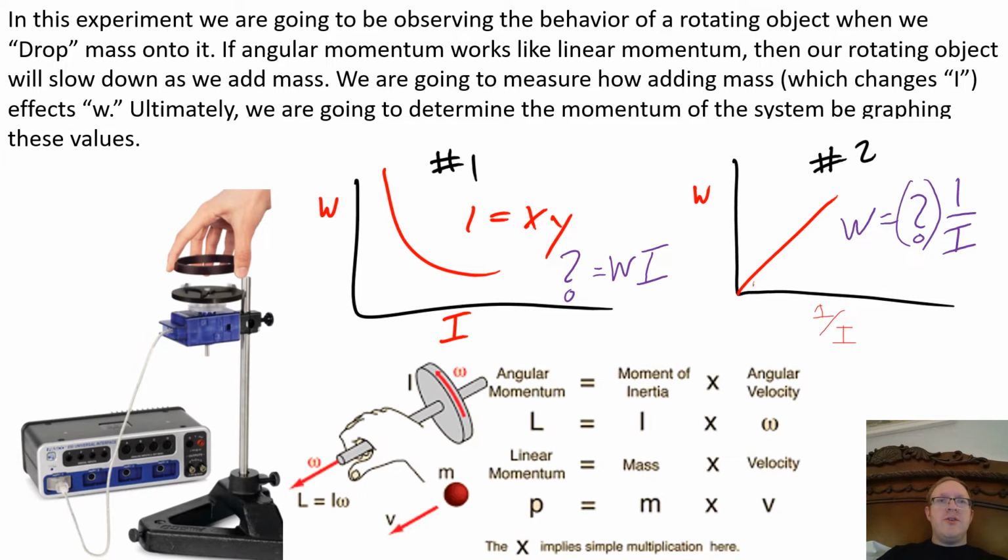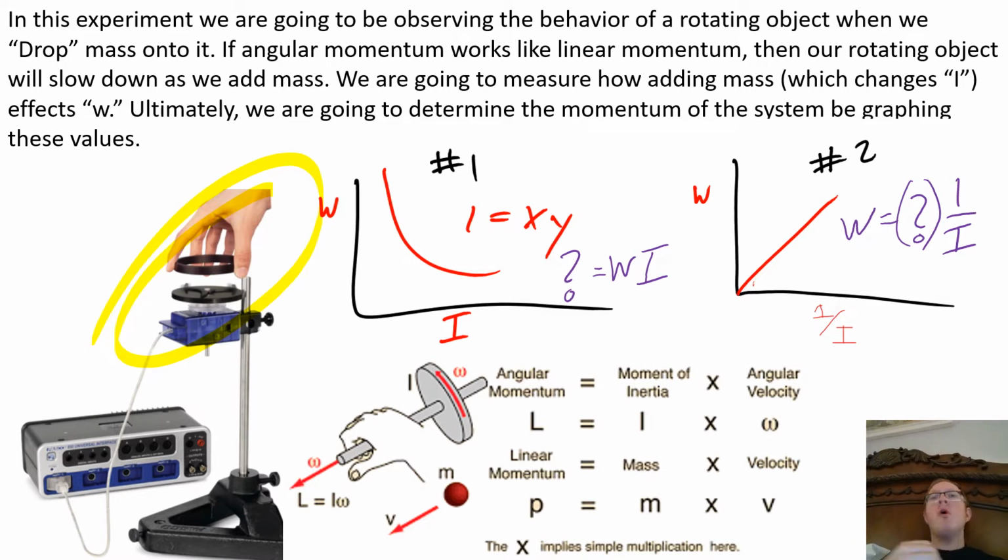All right. So in this experiment, I'll go ahead and read through it first. In this experiment, we're going to be observing the behavior of a rotating object when we drop mass onto it. So here's kind of the experimental setup that we'll probably have at South High School in the near future. If angular momentum works like linear momentum, then our rotating object will slow down as we add mass. Because basically you're going to have more mass that's spinning, and if momentum is conserved, that more mass is going to have to spin less for it to be the same.